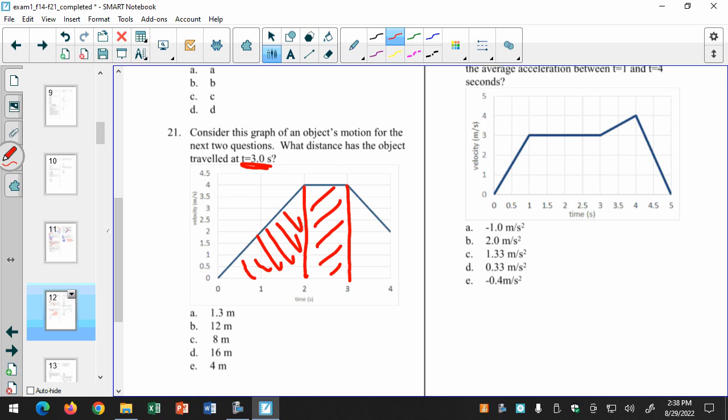To find that area, I say the length of the base times the height, which is 1 times 4, so I have 4 units there. And here it's going to be 1/2 base times height. That's 1/2 of 2 times 4. That's equal to 4 units as well. Okay? So that's going to give me 8 meters as the answer. All right?